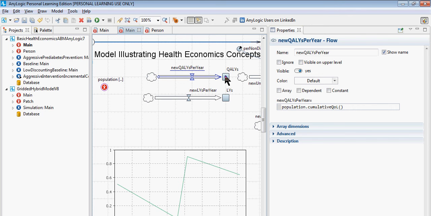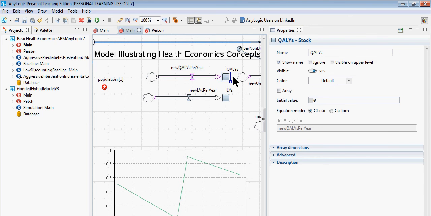And then you'll notice that when it comes to QALYs, for example, there's new QALYs per year, which calls off to this. What do you think this is, ladies and gentlemen? What's this cumulative QOL? What do you think that is? I'm calling it a population statistic. So if we go to population here, we'll find cumulative QOL. It's actually cumulative across the population, a sum across the population of quality of life.